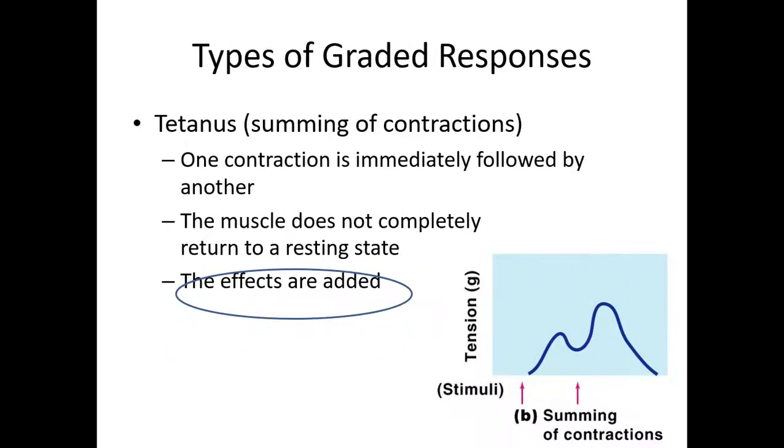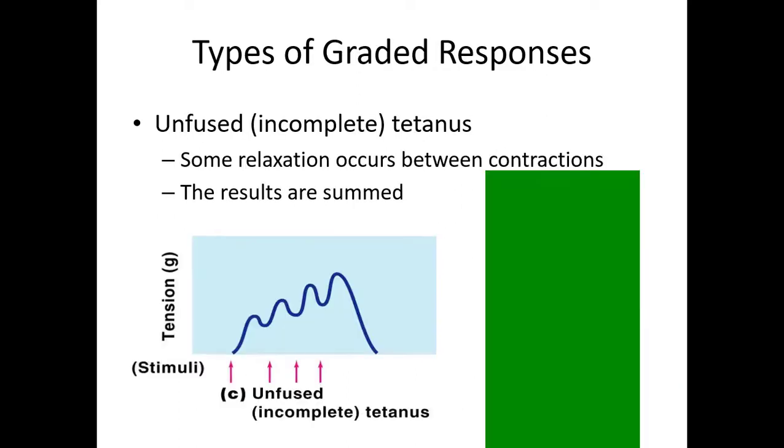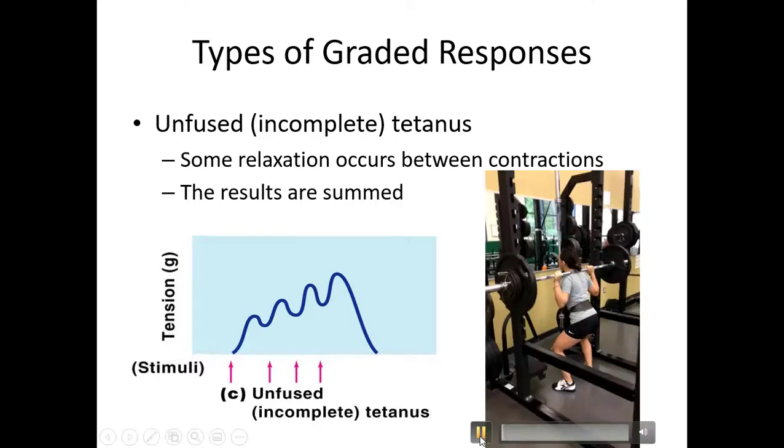A tetanus is a summing of contractions. One contraction is immediately followed by another, so the muscle does not completely return to a resting state. These effects are added. Unfused, incomplete tetanus: some relaxation occurs between contractions, and the results are summed. I would like to show an incomplete tetanus example.